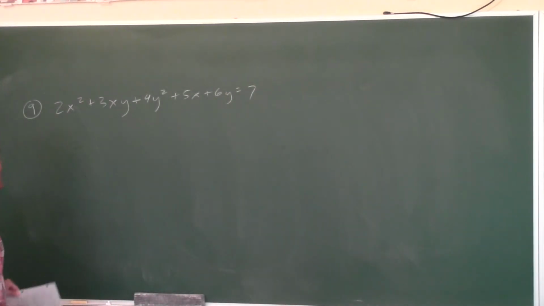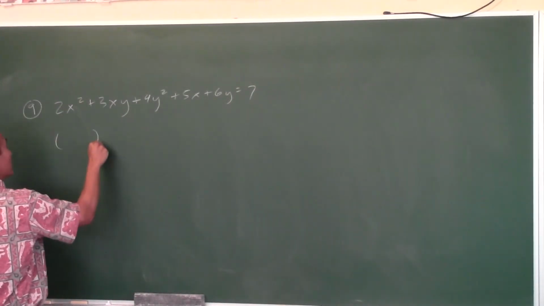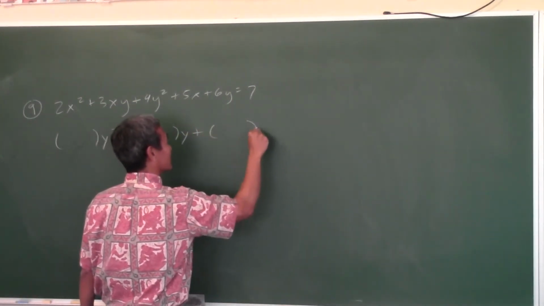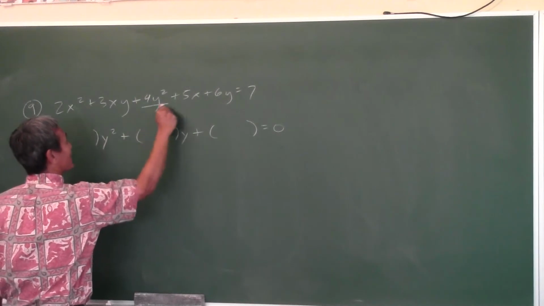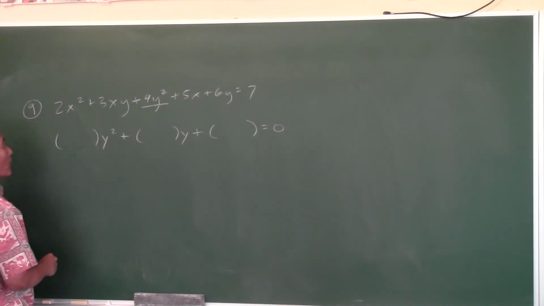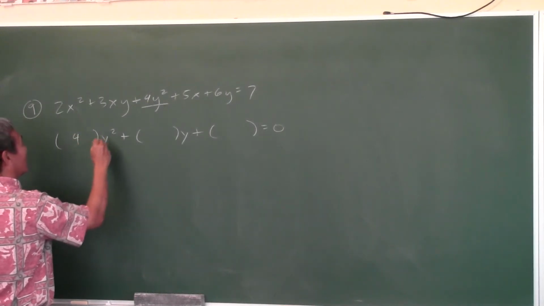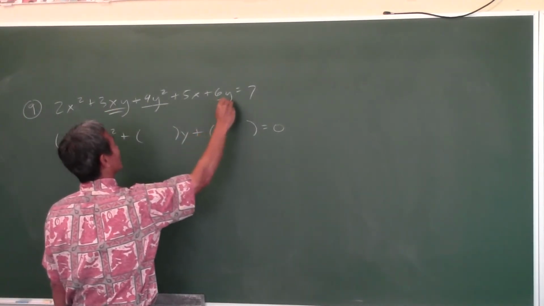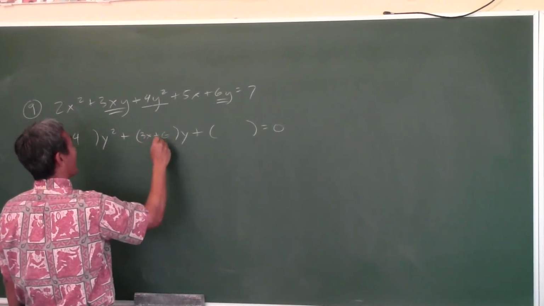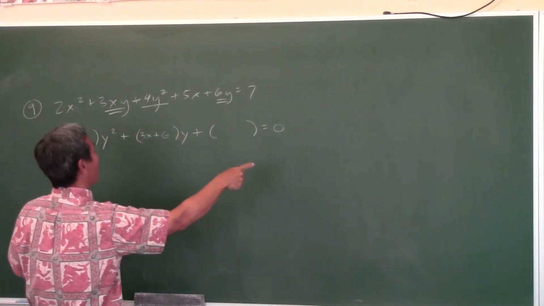Okay, solve for y. Now, what we need to do is put this in quadratic form like this. Here's the y squared term. What's the coefficient? 4. Here are the two y terms. What's the coefficient? 3x plus 6. And then everything else is non-y, so that goes here.